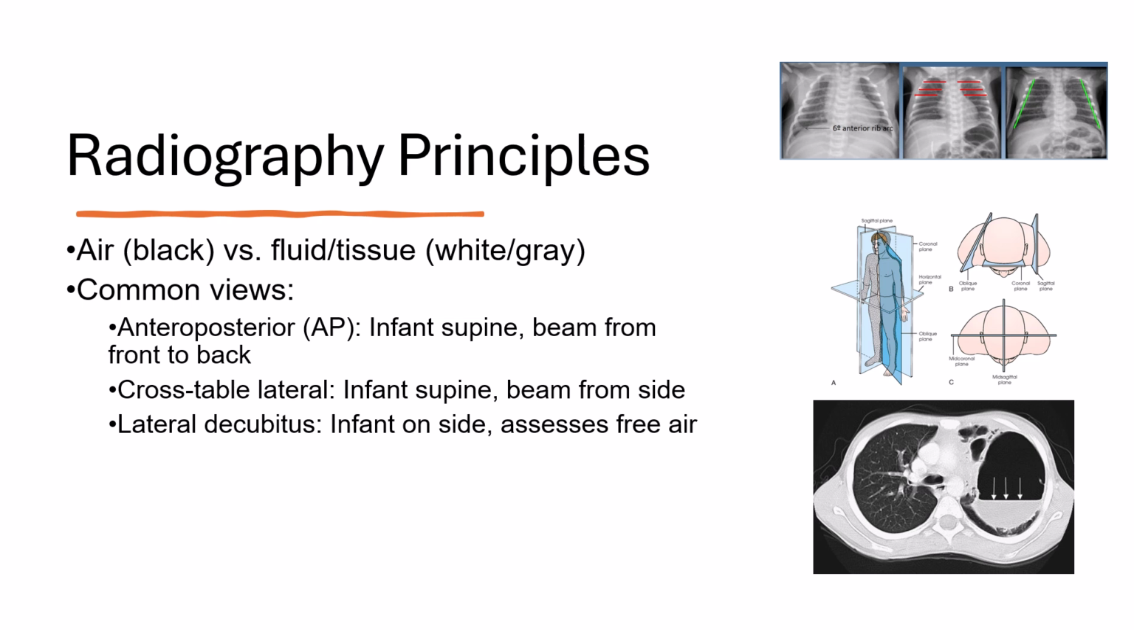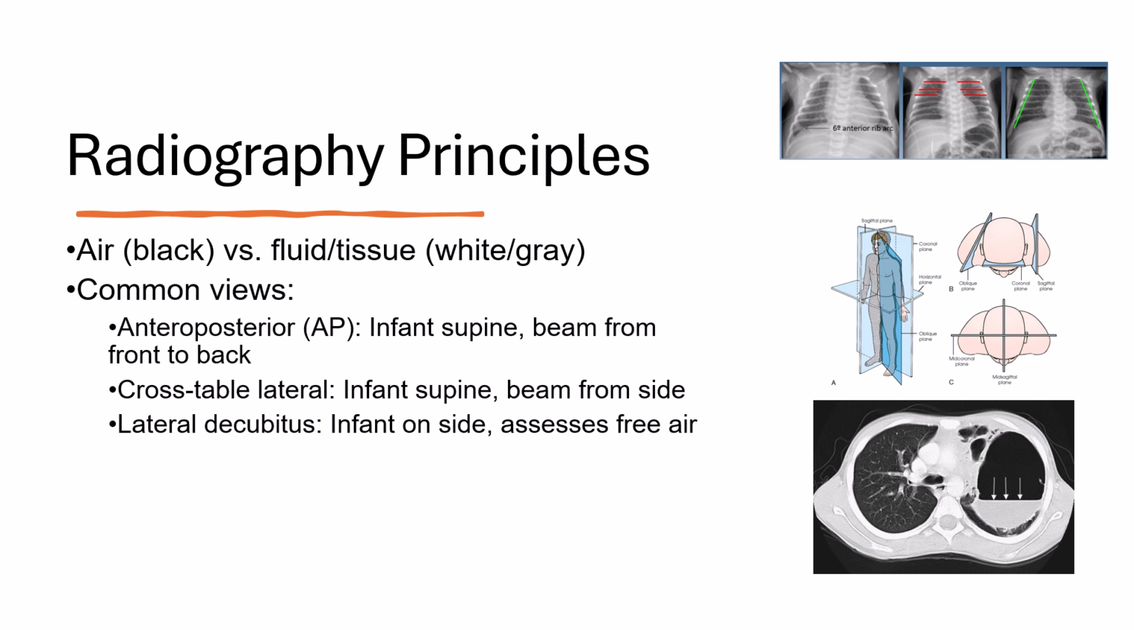The lateral decubitus view, with the infant positioned on one side, is particularly useful for assessing free air in the abdomen. A right lateral decubitus position, left side up, is best for seeing pneumoperitoneum because free air rises to the right upper quadrant where it's easily visualized above the liver.